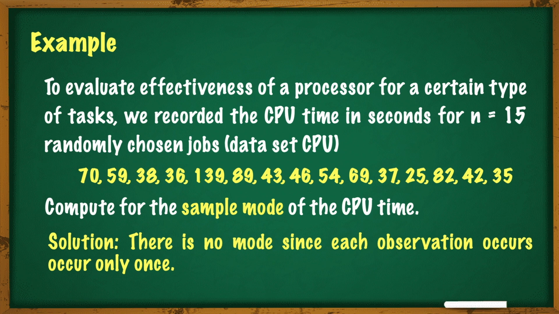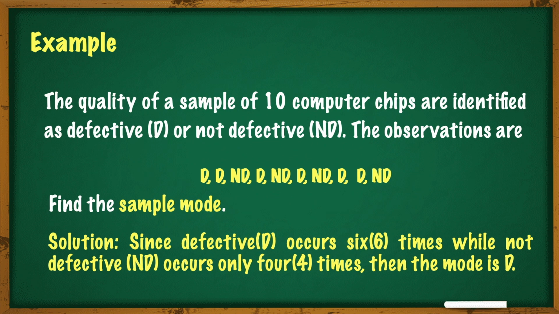only one frequency. Another example is the quality of a sample of 10 computer chips which are identified as defective or not defective. The observations are as follows. With these observations, find the sample mode. Since defective, D, occurs 6 times, while not defective, ND, occurs only 4 times, then the mode would be D, or defective.